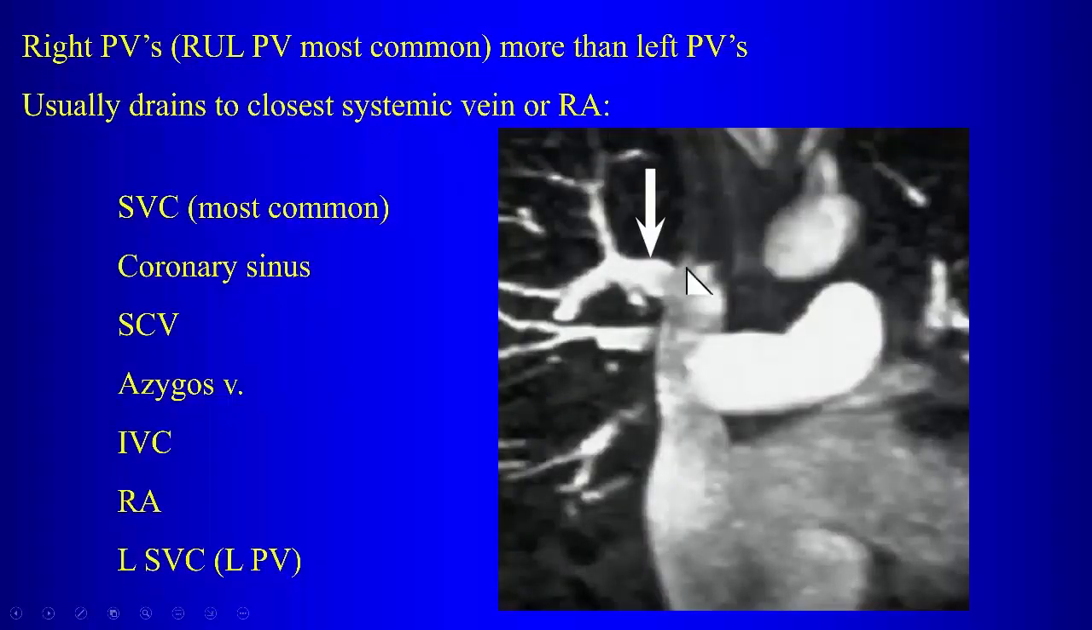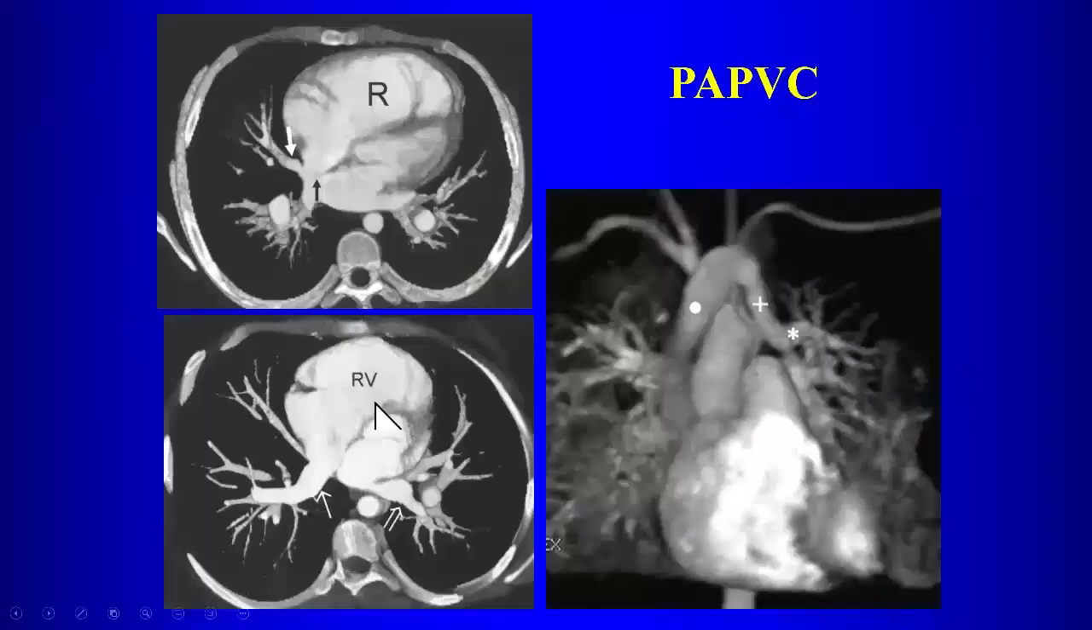So these can return to the superior vena cava, coronary sinus, or any of these other vessels, right? But right upper lobe pulmonary vein to the superior vena cava, that's one that you should look for. We also see left upper lobe to the left brachiocephalic vein. That's something that we see a lot also, just incidentally on CT. In most cases, these are incidental findings, all right? So this one we see a lot, left upper lobe pulmonary vein draining to the left brachiocephalic vein.